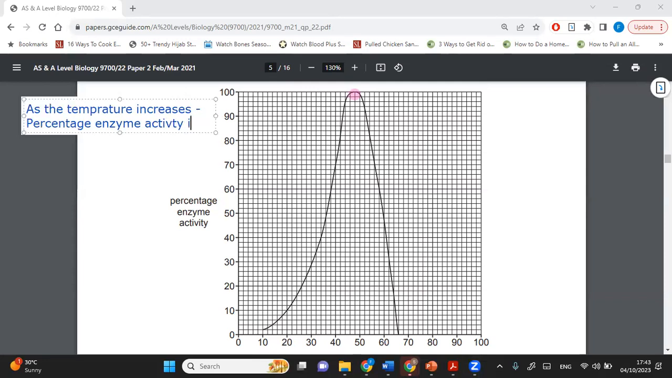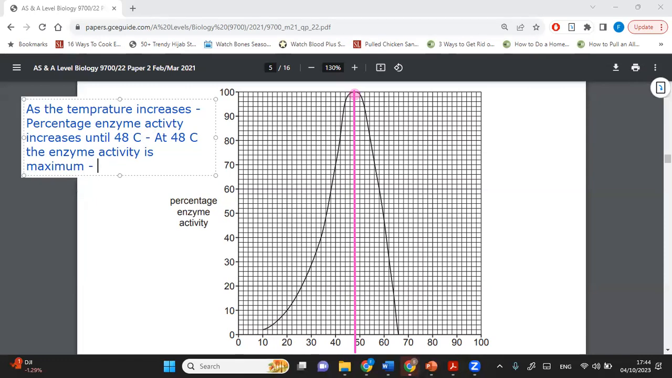As the temperature increases, percentage enzyme activity increases until what? Let's read from the graph. Until we are at about 48 degrees centigrade. So what should I call the 48 degrees centigrade? This is the temperature at which the enzyme activity is maximum. So what is that temperature called at which the enzyme activity becomes maximum? We call that temperature the optimum temperature, so we will have reached the optimum temperature.